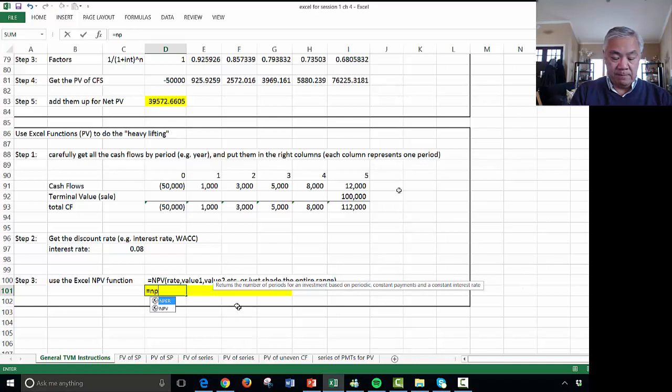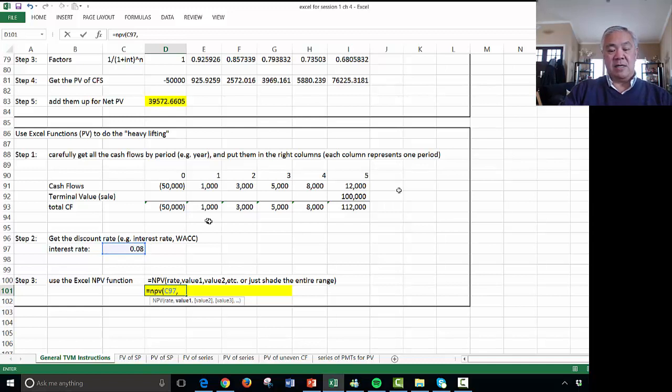Equals NPV, open parens, the rate, which is 8%, comma, and then this is the trap for Excel, start with year 1. Do not put in year 0. So it's only for the future cash flows. Close parens, and that will get the present value of years 1, 2, 3, 4, 5. And then we have to reflect the initial investment separately as 50. And when you hit enter, we end up with exactly the same number.